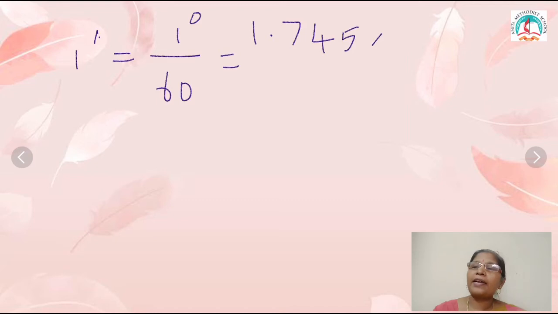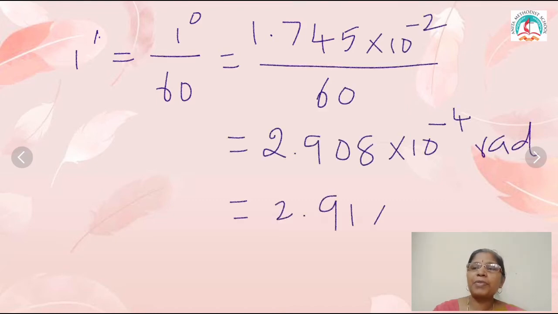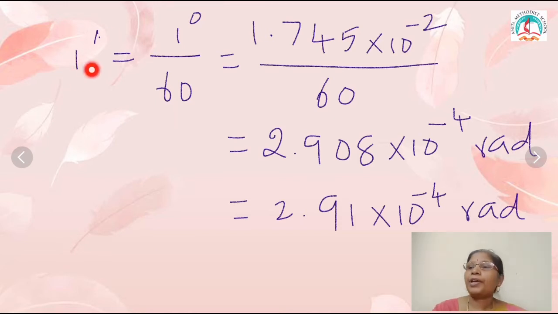Then the next one, 1 arc, 1 single dash. What is meant by 1 single dash on this side? Minutes. So 1 minute of arc. Okay, so 1 divided by how many minutes? 60 minutes. So 1 divided by 60. So I substitute the value of 1 degree divided by 60 here, and I am getting the answer 2.908 into 10 power minus 4 radian, or rounding the figure, 2.91 into 10 power minus 4 radian.